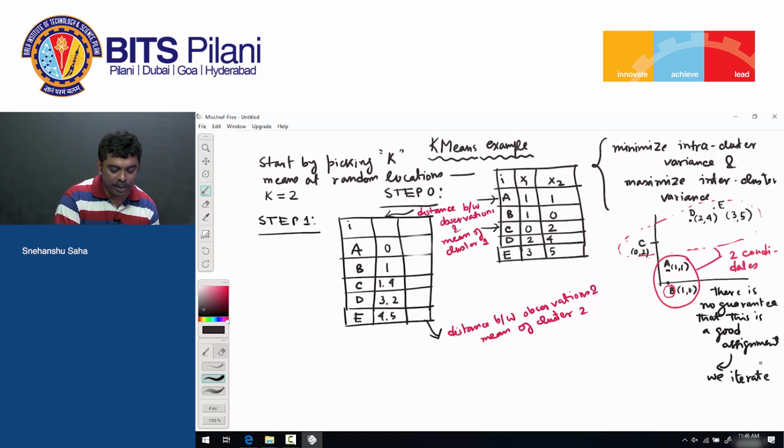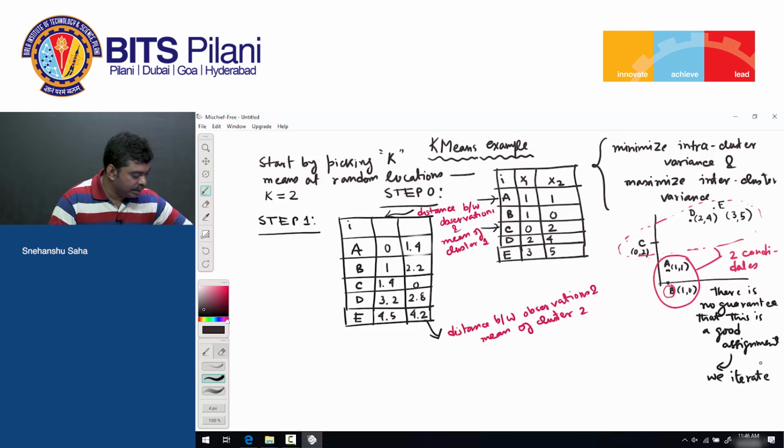So what are we doing in the second column? In the second column, we are computing the distance between the observations and the mean of cluster 2. Now cluster 2 is C, right? We decided that C would be the mean of cluster 2, so the mean is 0, 2. So we compute the distance between all observations and this point. If we do that, we will get these numbers. I'll just copy those down. You can easily verify: for C, obviously it's 0. This is 2.8 and this is 4.2.